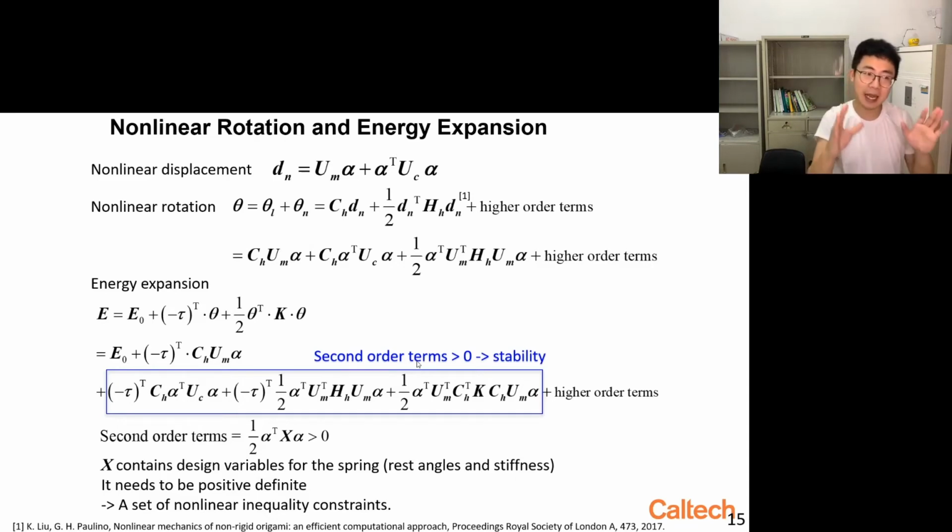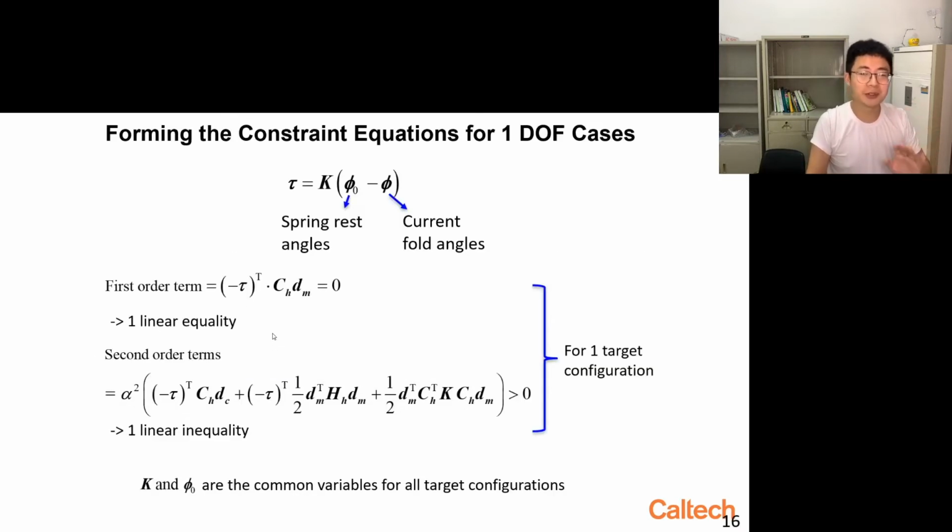And then in this design, we need to solve to say this term has to be positive definite. Then you can form it into a numerical, basically a constraint optimization problem, and you can solve for those design parameters, rest angles and the stiffness of those springs. So let's just go to examples which are more fun, okay?